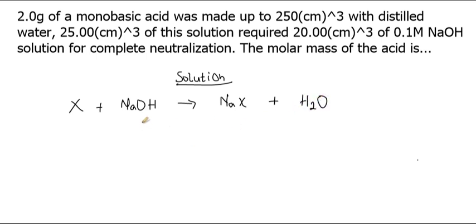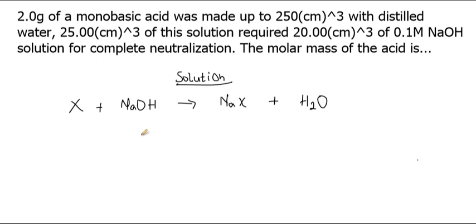Looking at this, we might want to say it is not balanced, but at the same time it is balanced. How? We have one atom of sodium here, one here as well. One atom of oxygen here and one here. We have one atom of hydrogen here and 2 atoms of hydrogen here. The acid X will also have 1 atom of hydrogen because it is a monobasic acid. So 1 atom of hydrogen in this acid with 1 atom of hydrogen here will make it 2, to give us 2 atoms of hydrogen in the water molecule. So hence we can say this equation is balanced.